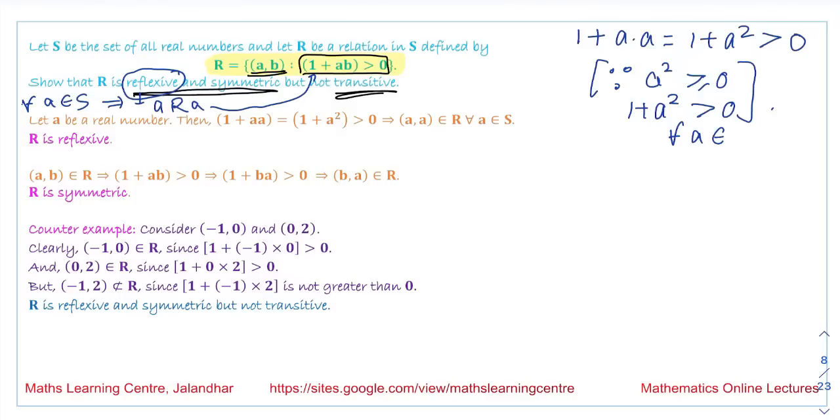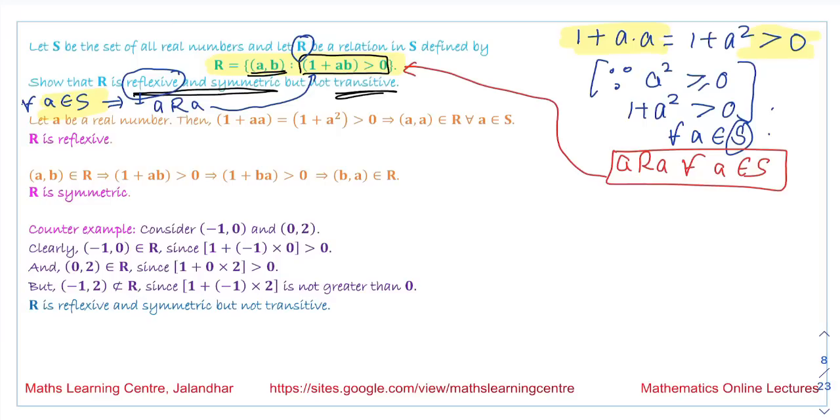The set of real numbers over here is represented with S, because the symbol R we are using for the relation. So what we get is that for all A belongs to S, we have 1 plus A into A is greater than 0. It means A is related to A for all A belongs to S. We have used this condition over here. So it means this relation is reflexive.